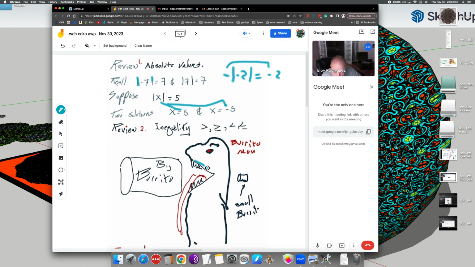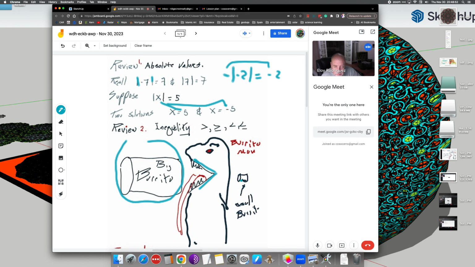Right here is the inequality. Oh, that looks like he has a mustache, doesn't it? Hello, my name is Mr. Mustache. No, anyway, and inequality. And I put the teeth in the big side, because you always want to eat the side that has the biggest burrito. This is a tongue, by the way.